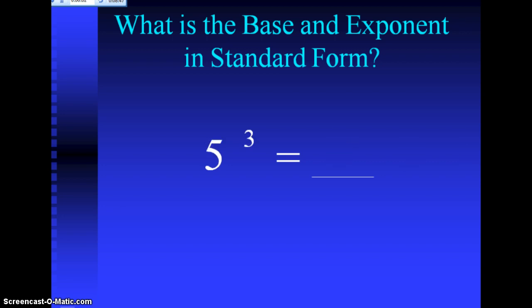This one, read it out loud to yourself, or read it in your head. Hopefully you said 5 to the 3rd power, or 5 cubed. What would be the value of 5 cubed? 5 times 5 is 25. 25 times 5 is 125.